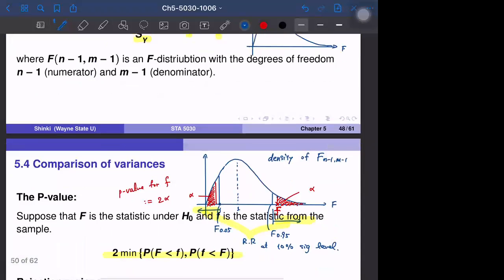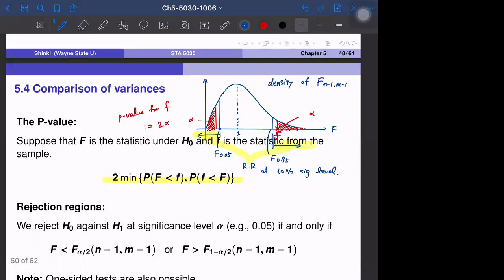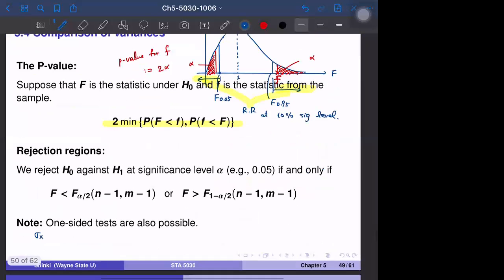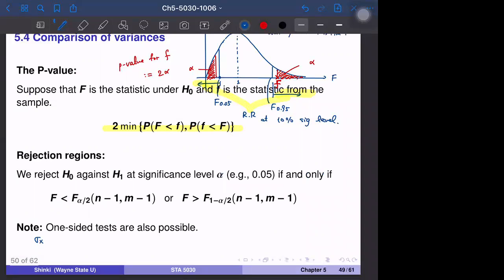So suppose that our null hypothesis is sigma x is larger than sigma y, then the rejection region is just one-sided. So it's a 10% significance level. We take some value, F of 0.9 here. Then suppose this area is 10%.